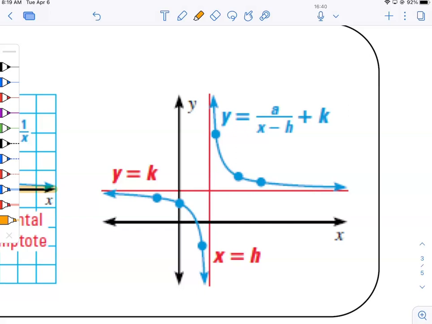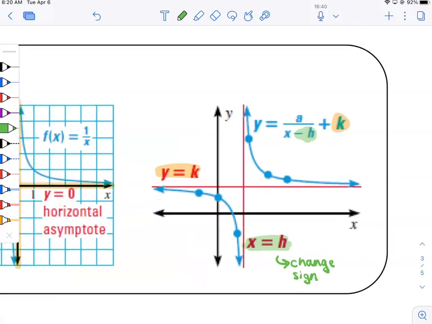So notice here that if you have a k value, that's going to be your y's asymptote. So the number afterwards will be your asymptote, and you don't have to worry about changing your sign. The x asymptote comes from the bottom number here, and you do have to worry about changing your sign here. Okay, so I'm going to make a little note here. Change sign. So let's look at a specific example here.